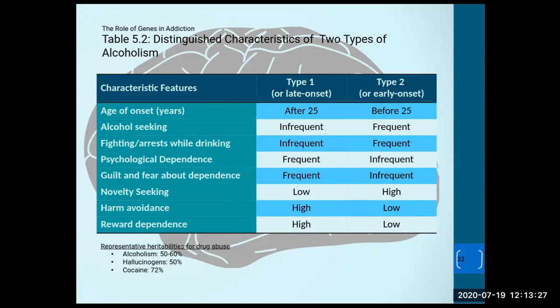Type 1 is a later onset, where you see people that are older that are addicted, and their behavioral characteristics are different from my friend who had it during her teenage years. She had type 2, which is early onset.